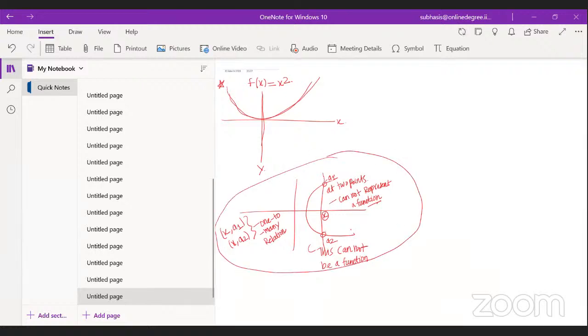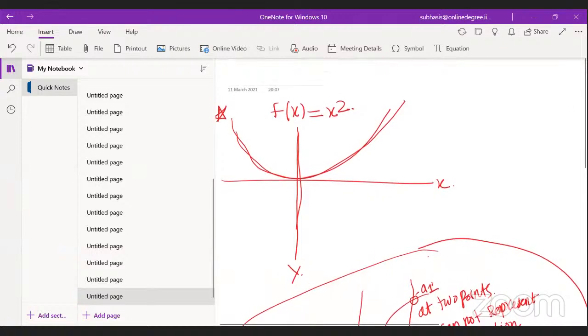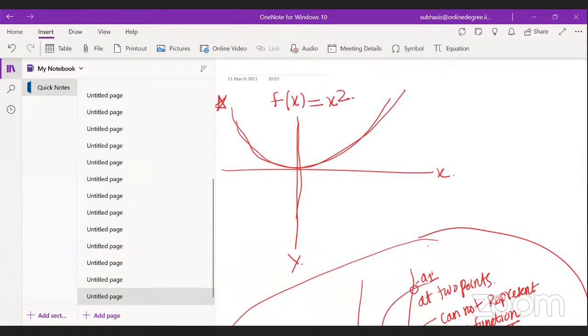So now if you see this particular graph, f of x is equal to x square, and you draw a line parallel to the y-axis, then certainly it cuts the graph. Any line you draw cuts the graph at exactly 1 point. So from this graph you can say that this graph represents a function. Now we have to check whether this function is surjective or not.